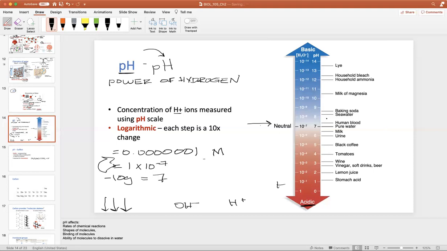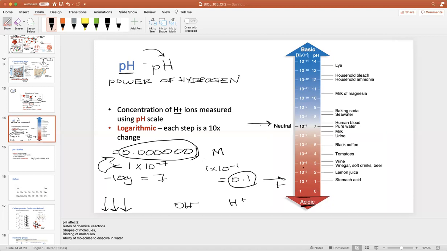But what that means is that as you go down in pH, you actually have more hydrogen ions. Let's take a look at this one. This is 1 times 10 to the negative 1, right? Which is the same thing as saying 0.1. Can you see that this is actually a bigger number than this is? So something that has a pH of 1 has more hydrogen ions in it than something that has a pH of 7. Therefore, it's more acidic, okay?